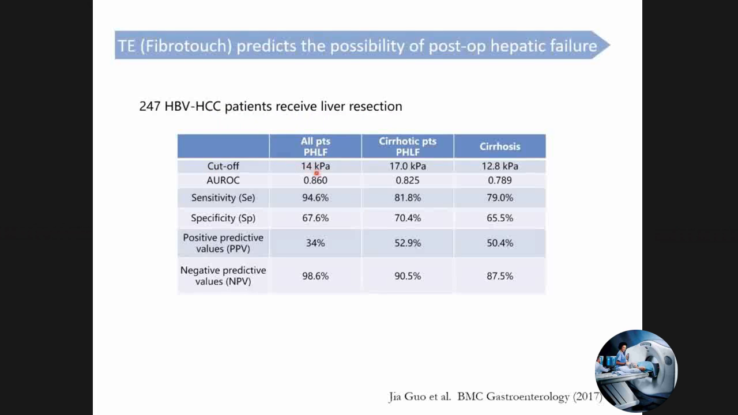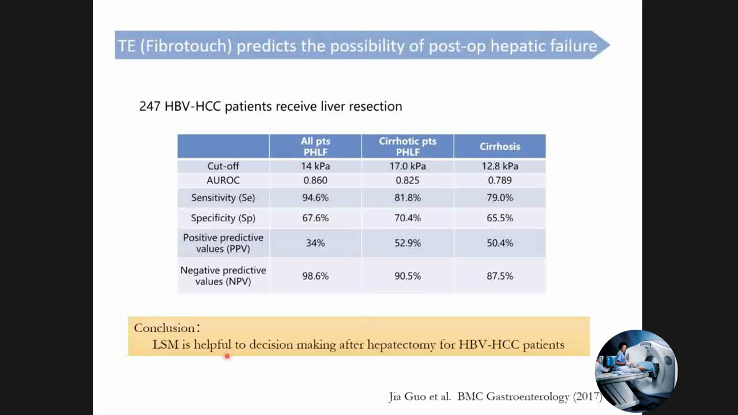Above and below this cutoff point, we can notice the incidence of hepatic failure after the operation is increased. For serious patients, it's 70 kilopascal. So by this method, we can evaluate the possibility of post-operative complications. LSM is helpful for decision-making after hepatectomy for hepatitis B patients.